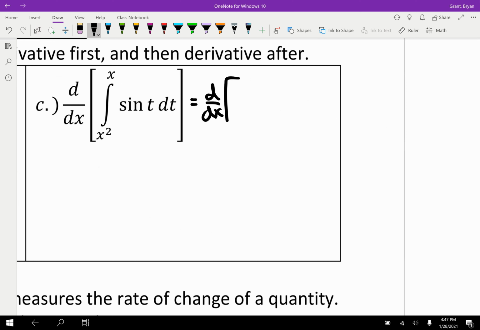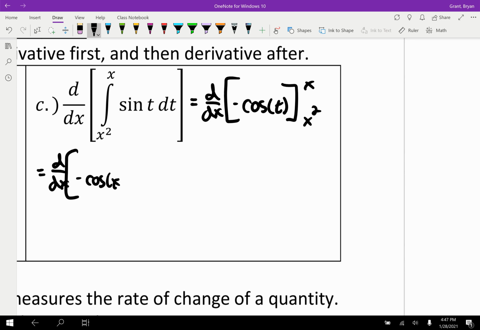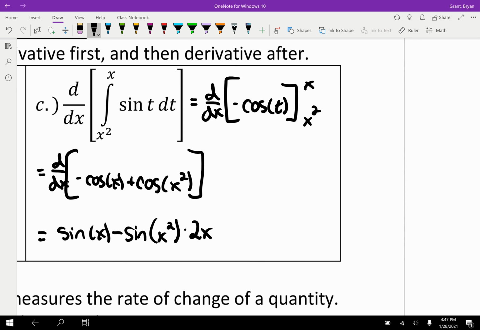Antiderivative first. Okay, antiderivative of this is just negative cosine of t. Easy for me to do. X squared to x. Use that fundamental theorem part 1. So we end up with negative cosine of x minus, but there's already a negative, so it becomes a plus, cosine of x squared. And finishing this off, the derivative of negative cosine of x is sine of x. Derivative of cosine of x squared is negative sine of x squared times an extra 2x. And there we go.